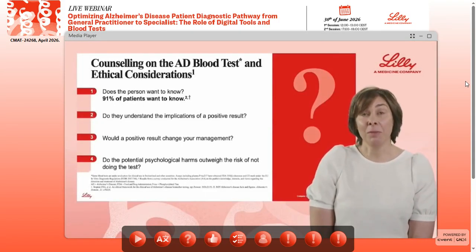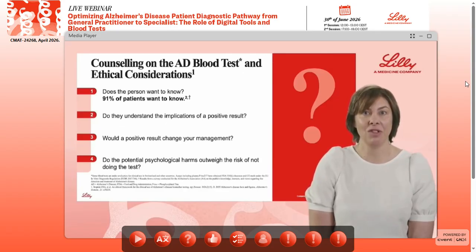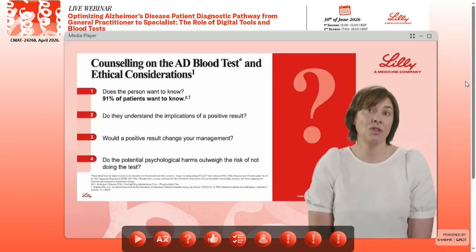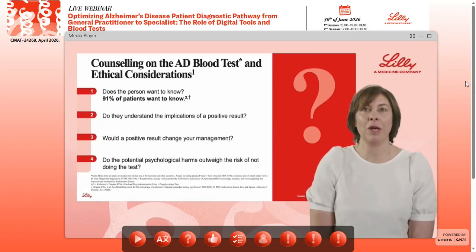Are they psychologically prepared to have the test? And all of this is part of your pre-counselling assessment that you do. And for some people, they choose not to have the test, and that's okay. But we need to have made sure that we've asked these questions very carefully before we do the test.